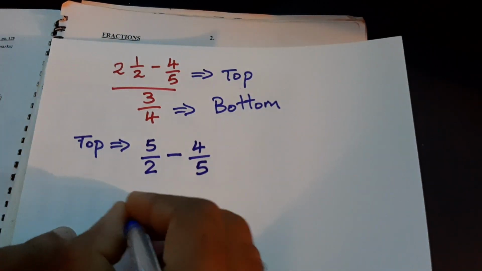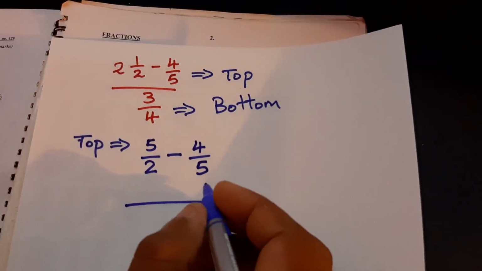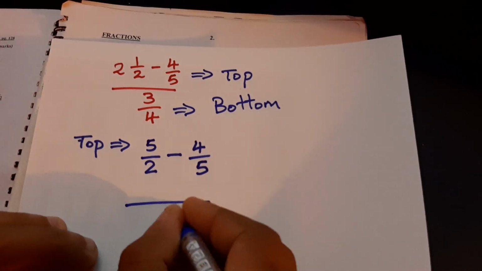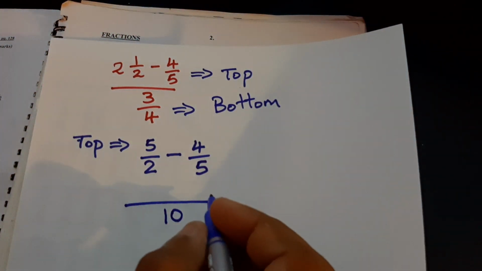Remember, whenever we're adding or subtracting fractions, we always find what? LCM. So the LCM for 2 and 5 is 10. Remember, if you don't know how to find the LCM, or you don't remember what the LCM is out of your head, always find the multiples for the denominators.